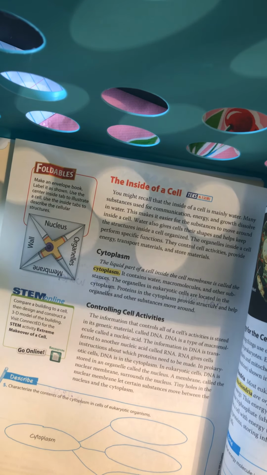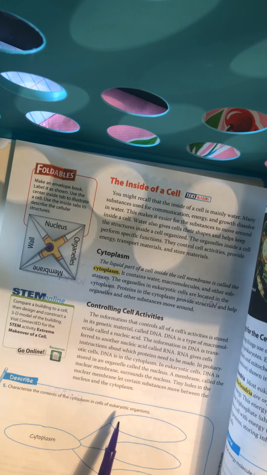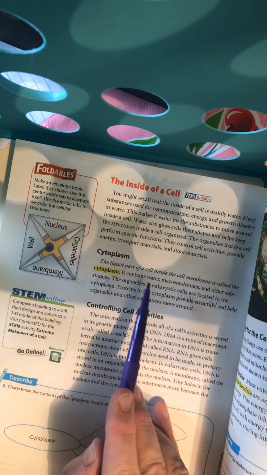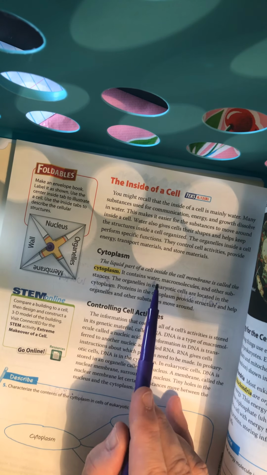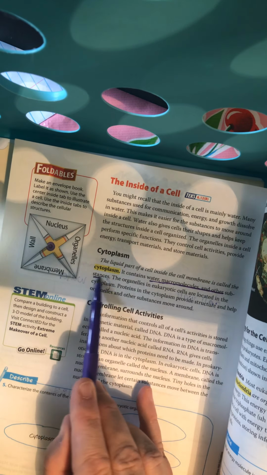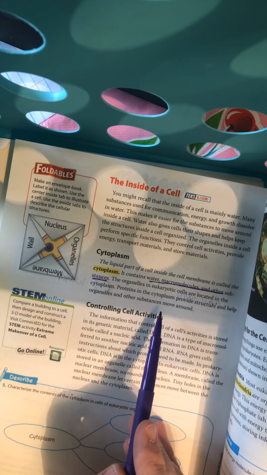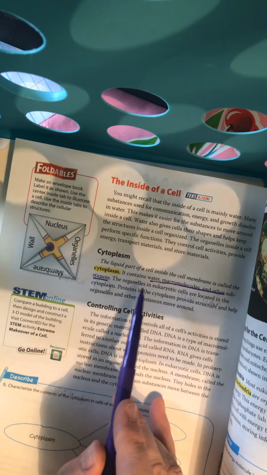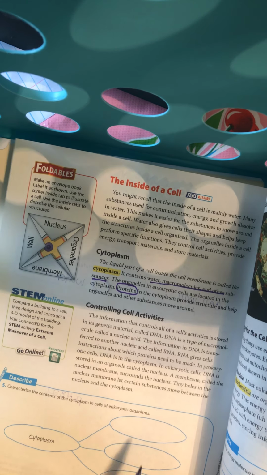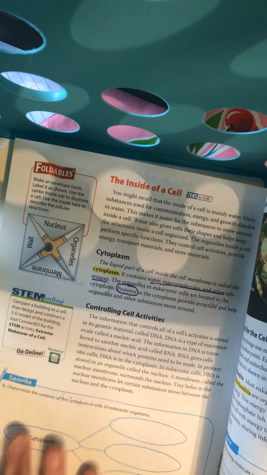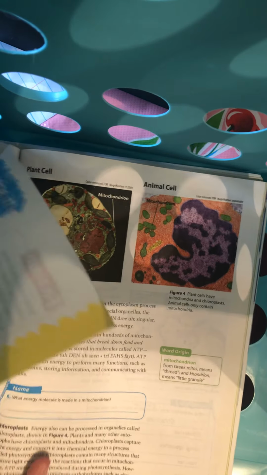All right, we're going to go down to number 5. Characterize the contents of the cytoplasm in cells of eukaryotic organisms. Okay, so we got the cytoplasm here. The liquid part, it contains water, macromolecules, and other substances. I think maybe proteins would be my third one I would use. So you've got your water, your macromolecules, and proteins, and that's what's going to go here. Water, macromolecules, and proteins. Remember, pause if you need to.